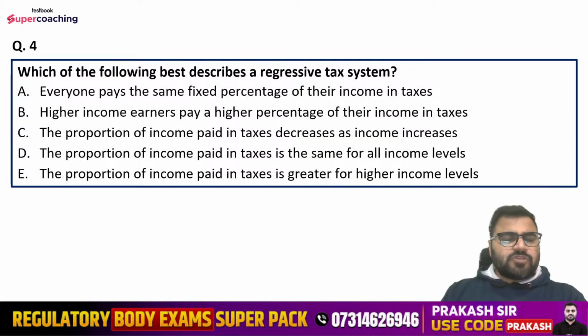Question number fourth is, which of the following best describes a regressive taxation system? Options are, everyone pays the same fixed percentage of their income in taxes, higher income earners pay a higher percentage of their income in taxes, the proportion of income paid in taxes decreases as income increases, the proportion of income paid in taxes is the same for all income levels, the proportion of income paid in taxes is greater for higher income levels. बताइए जी, what is the right answer here? Everyone guys, do let me know what do you think, what can be the right answer for this question?